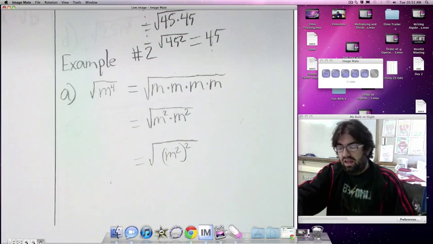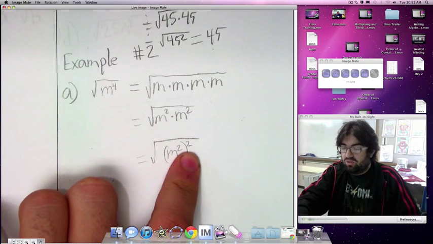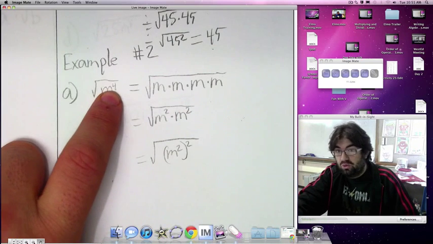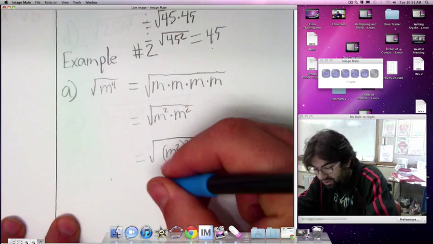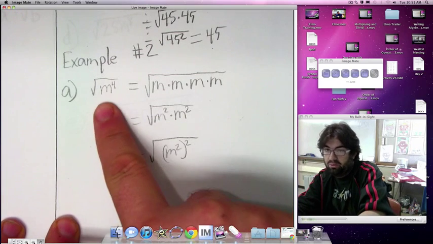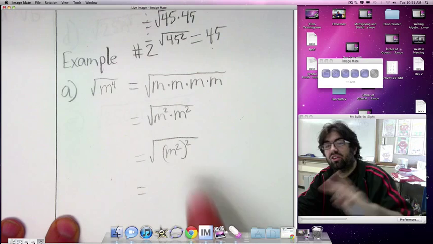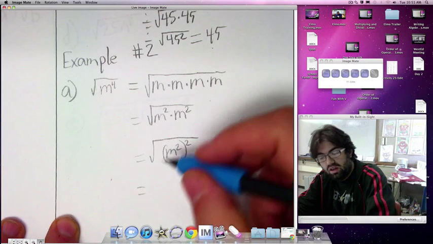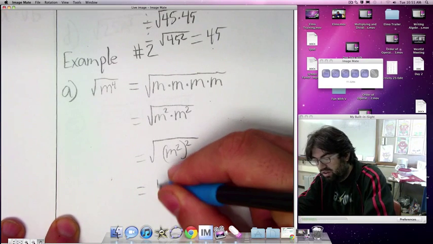An exponent raised to an exponent, I can just multiply. Hey, look, 2 times 2 is 4. And if you're good enough, some people just go from here to here. Take your time. The square root and the square cancel, so all that's left is M squared.